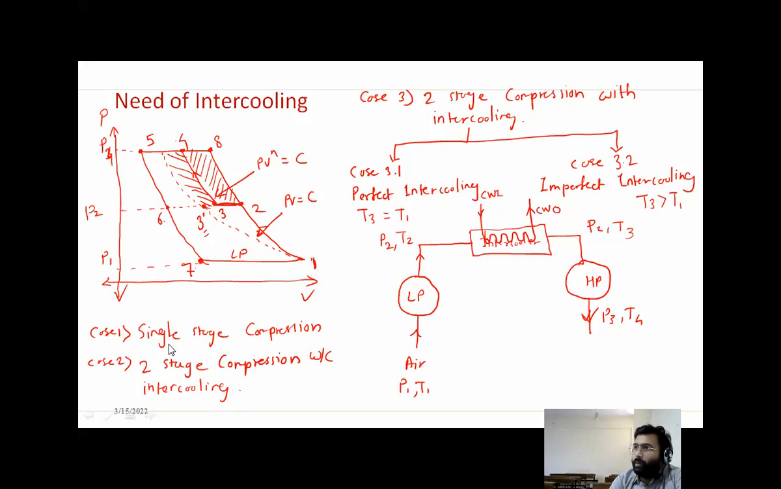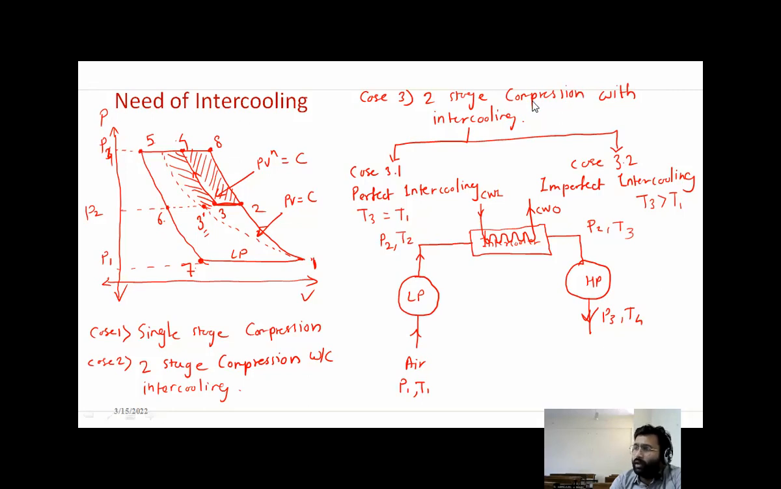A second case, we have used two stage compression but without intercooling. Without intercooling means there will be no cooling of air after first compression. So that means again it will be 1 to 2 low pressure compression, 2 to 8 high pressure compression, 8 to 5 discharge, 5 to 7 suction, 7 to 1 inlet air. Correct? This is without intercooling.